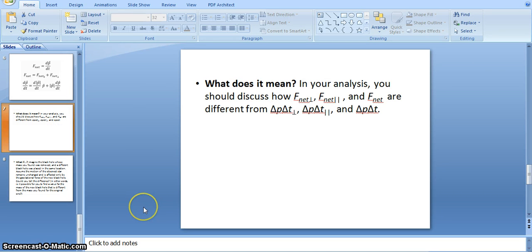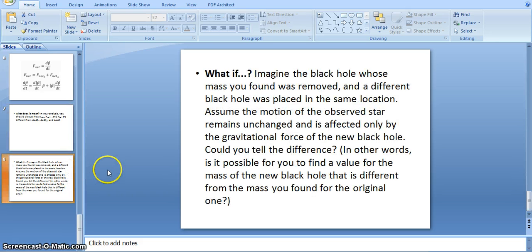So what does it mean? How are F net and dp/dt related? We said that dp/dt is equal to the net force. However, the difference between the two is that dp/dt is quantitative, meaning that we can calculate dp/dt using the data that we have, while F net, we have to set equal to dp/dt because F net is qualitative. Moving on to our next question.